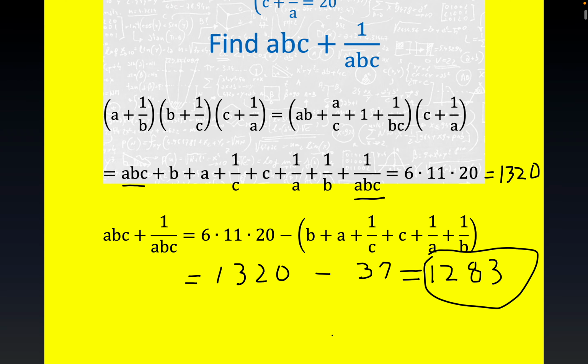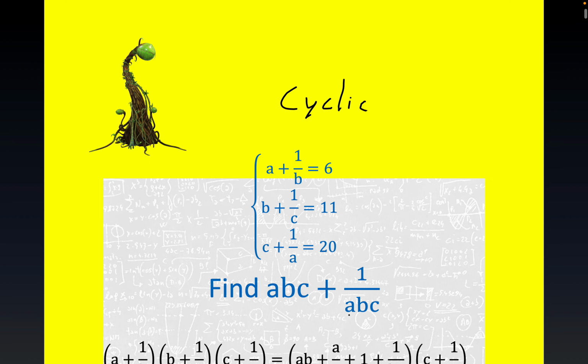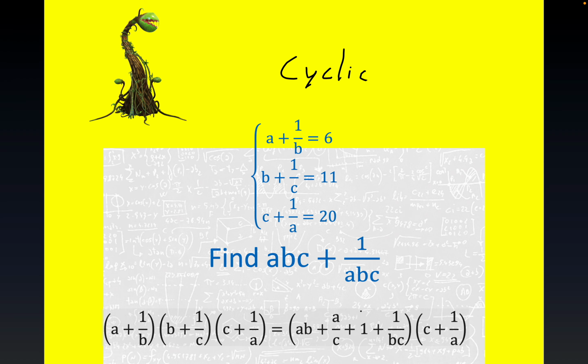But anyway, let me know if that's not true. I think that makes it simpler to actually do the algebraic manipulations. All right. So this is equal to 1283.